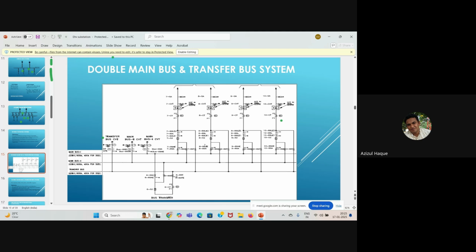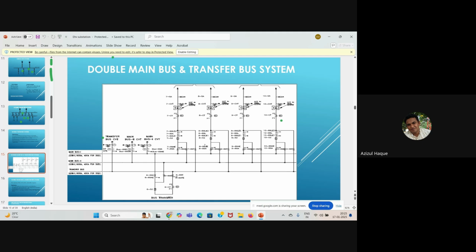This system is just like the bus coupler system. It is another kind of bus coupler, but here it connects the main bus with the transfer bus. That is why it is called the transfer bus coupler bay, or TBC. This is the TBC breaker. Suppose here we have 4 outgoing feeders.